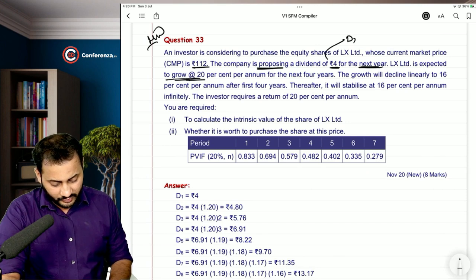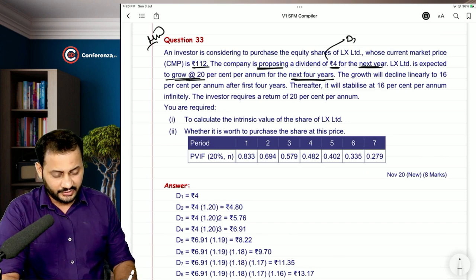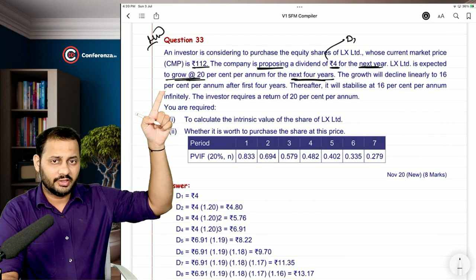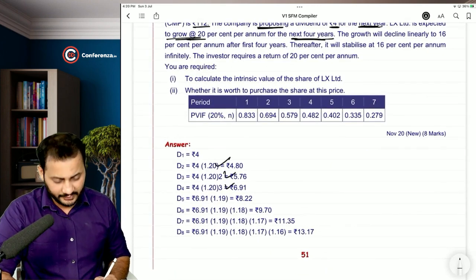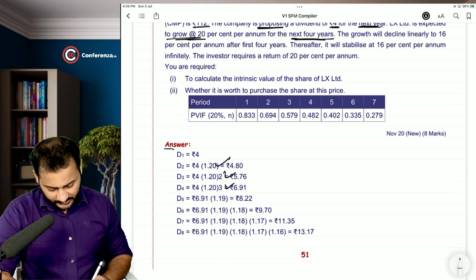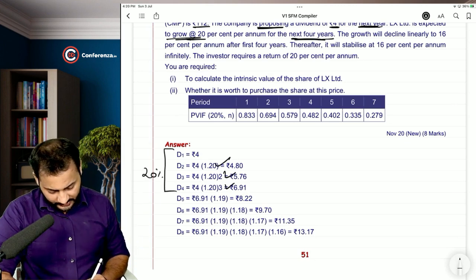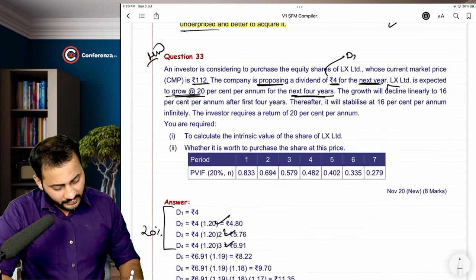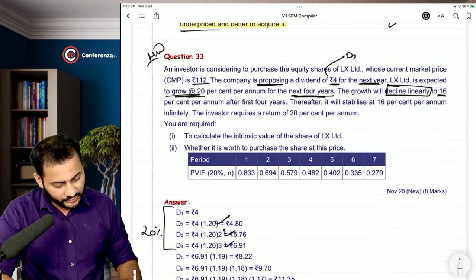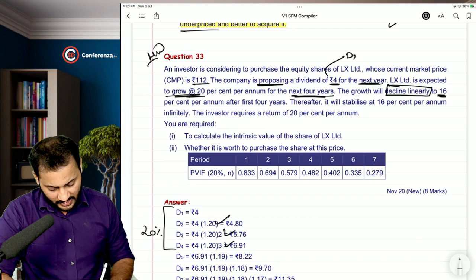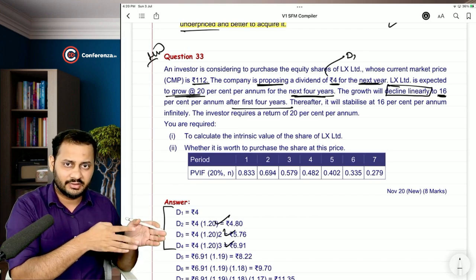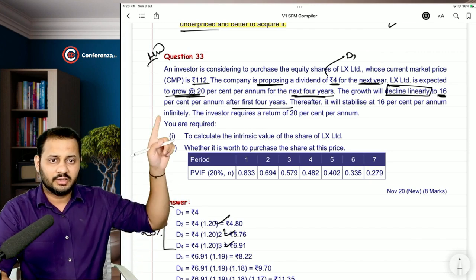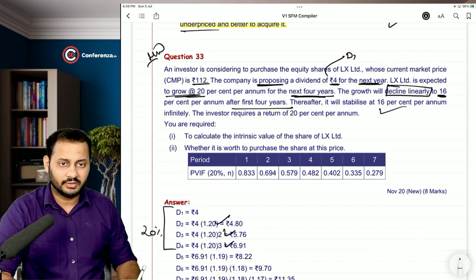20% growth rate for the next 4 years. First year dividend growth rate is included in 4. So only 3 more you will be calculating, 1, 2 and 3. So for the first year, dividend growth is this much, 20%. Then the growth rate will decline linearly to 16% per annum after first 4 years. So 20, 19, 18, 17, 16. Okay, enough. Thereafter it will stabilize at 16%.